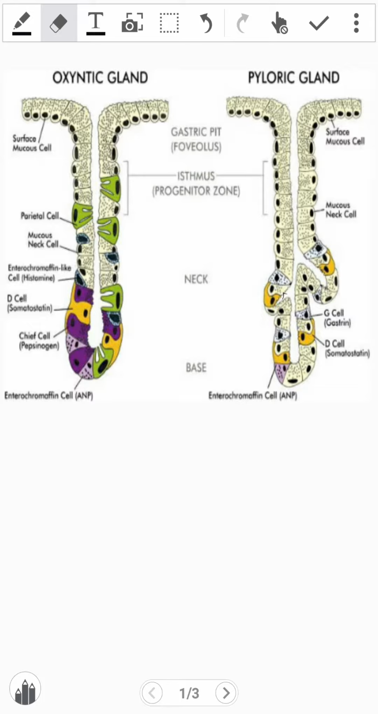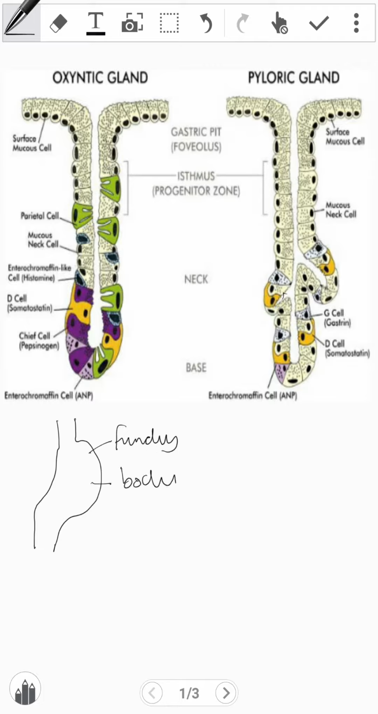Regulation of HCl in the stomach, and for us to appreciate its regulation, we have to know how it is secreted. And so, in the stomach, we have two portions, or maybe three. We have the fundus, we have the body, and we have the antrum.